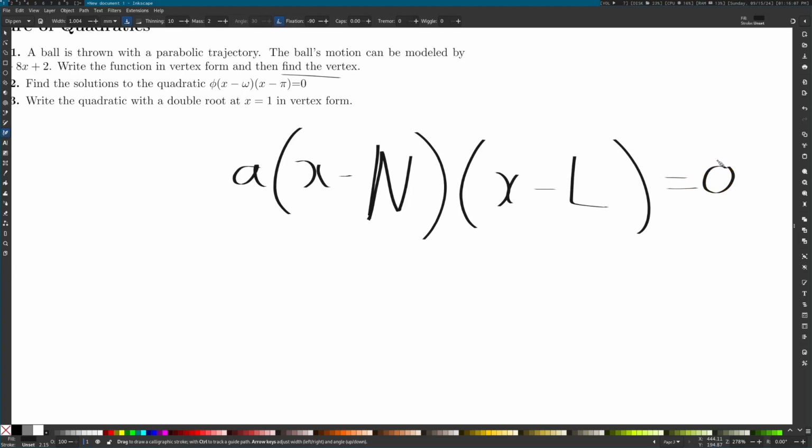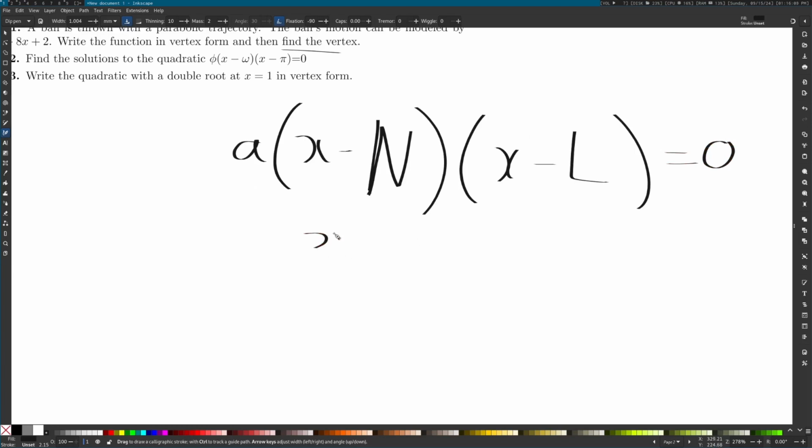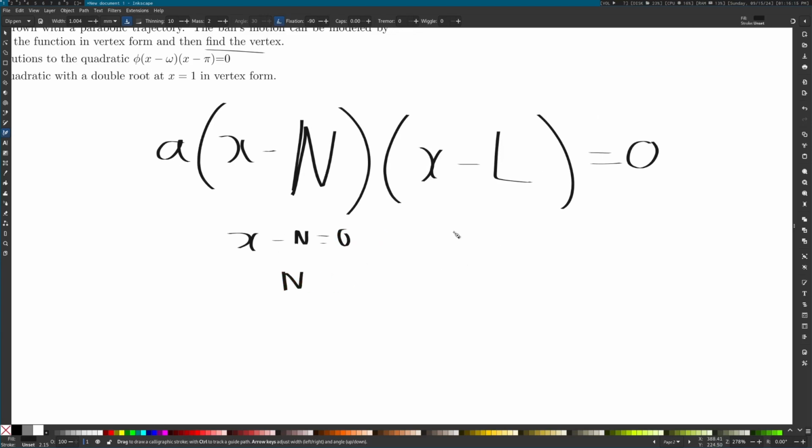And if you want to find solutions, you just do x minus n is equal to 0. So n is one of our solutions. And for this one, you do x minus l is equal to 0. So that means x is equal to l.